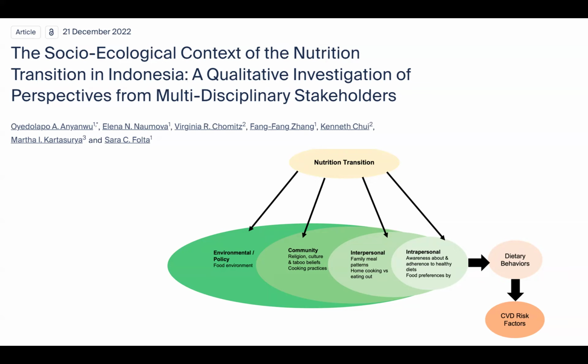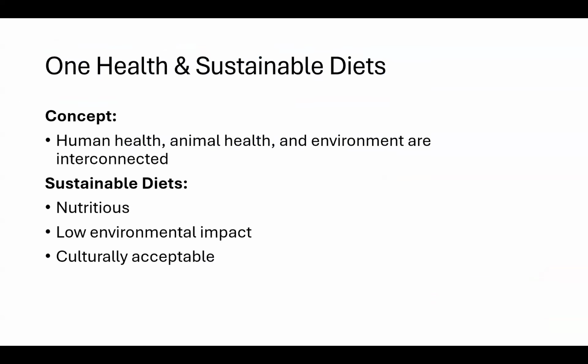So, first of all, we had environmental and policy regarding food. Then we have community, religion, culture, and taboo beliefs, cooking practices. Then we have interpersonal points like family meal patterns, home cooking versus eating out. And then we have intrapersonal factors like awareness about adherence to healthy diets and food preferences. This all leads to dietary behaviors, and this ultimately results in cardiovascular disease risk factor among other diseases.